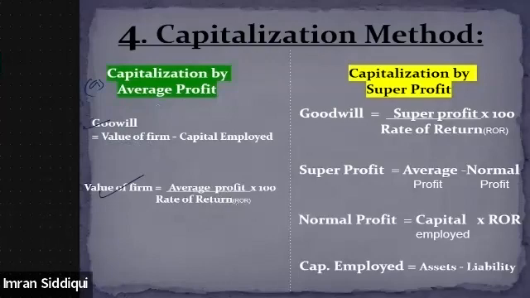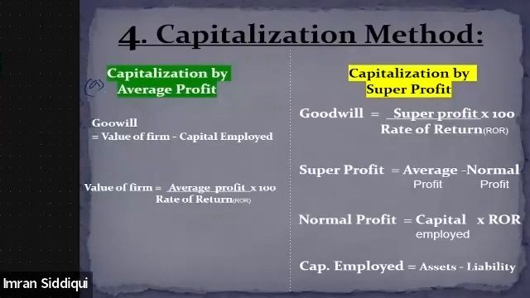Average profit divided by ROR into 100. This is how we will be calculating value of firm. Once value of firm is calculated, we will put the value here. Subtracting capital employed, we will get the value of the goodwill by the capitalization of average profit. This is what we call the capitalization of average profit method. All right, everyone, this is the formula for finding out the goodwill by the capitalization of average profit method.